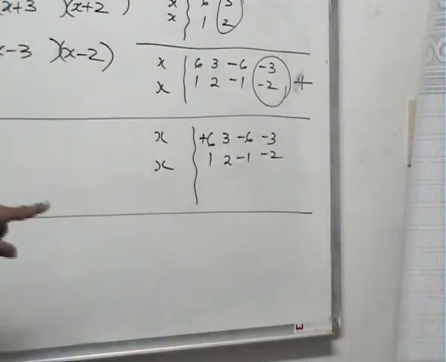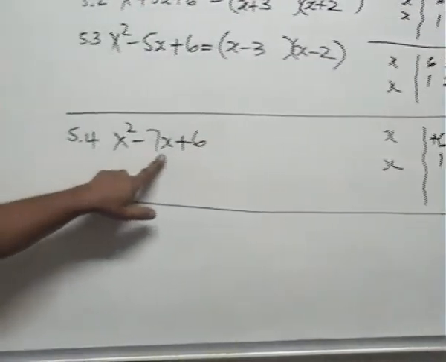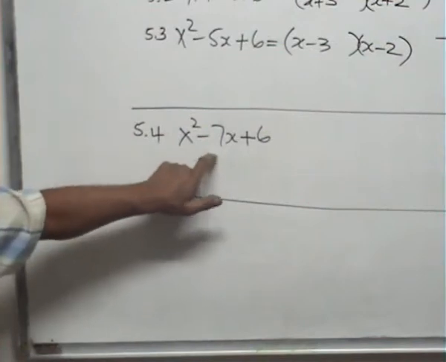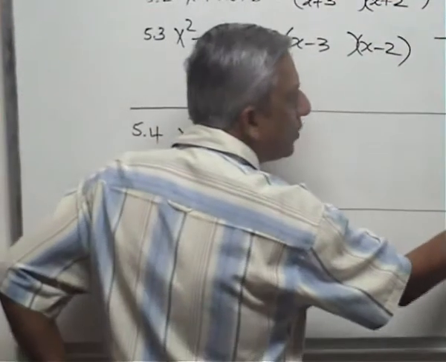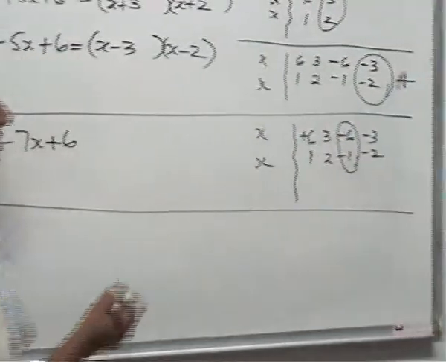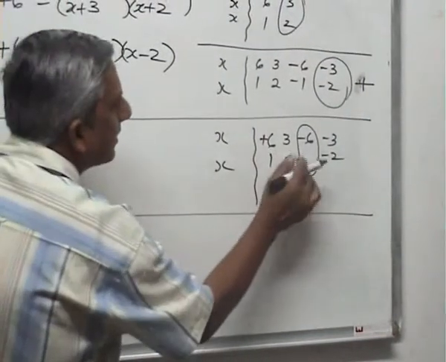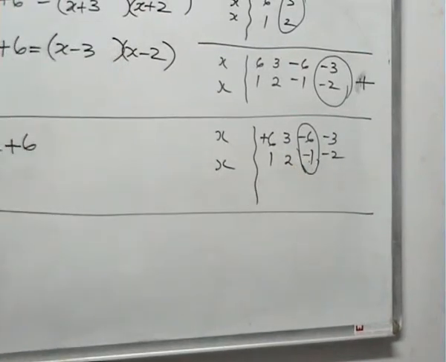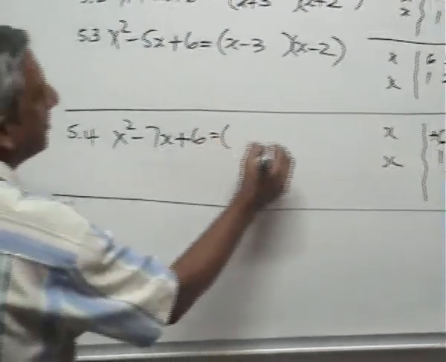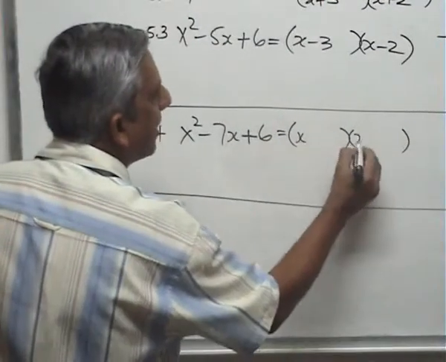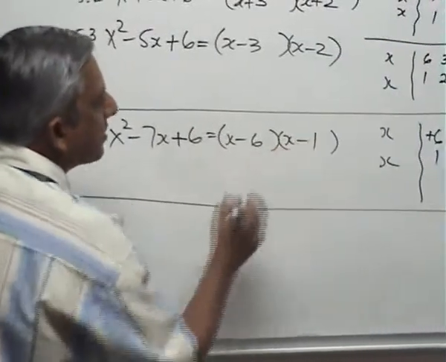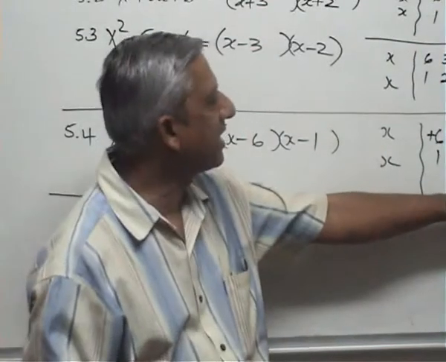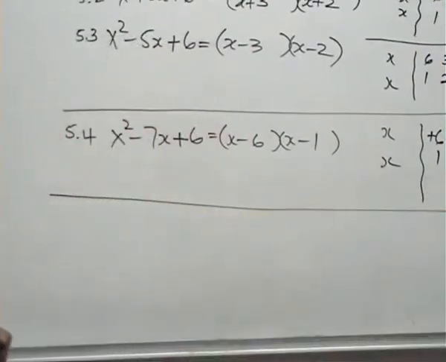Well, you see, it's the same numbers, but this time in the middle it's different. You see, there it was minus 5, here it is minus 7. So this time you can see the choice is not minus 3 and 2, this time the choice is 6 and minus 1. So, the answer would be x minus 6 and minus 1, because I was looking for minus 7 this time. So I won't take that, because if I add that I get minus 5. If I add this, I get minus 7.